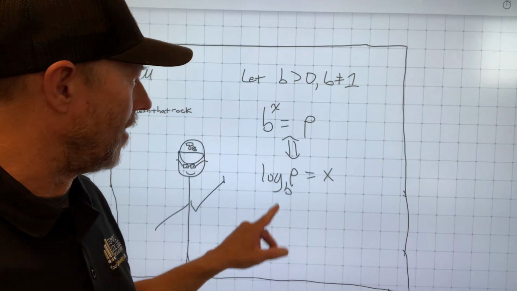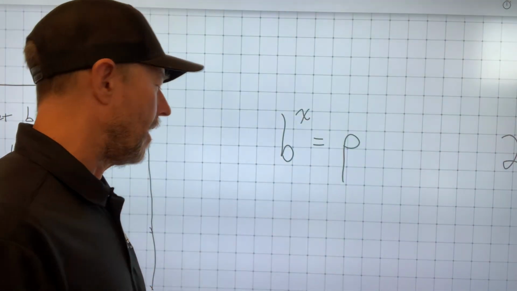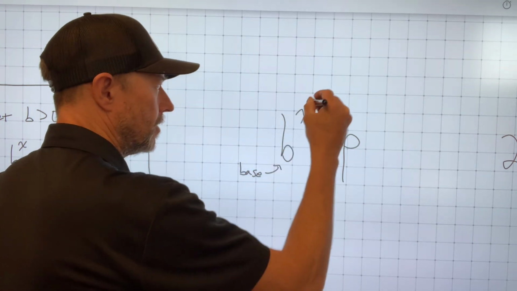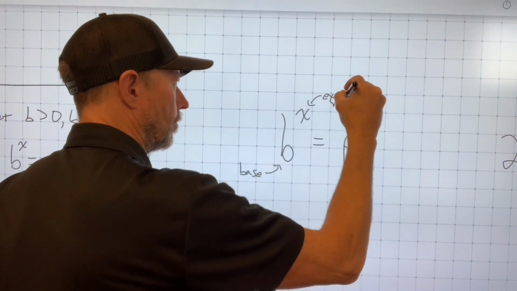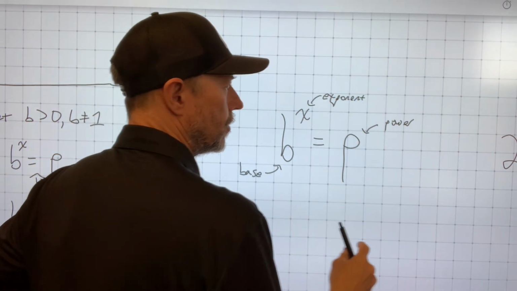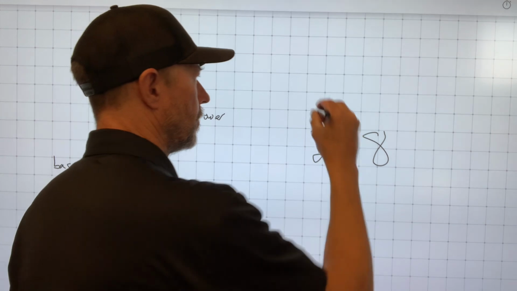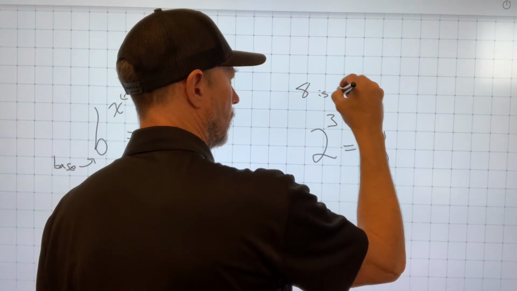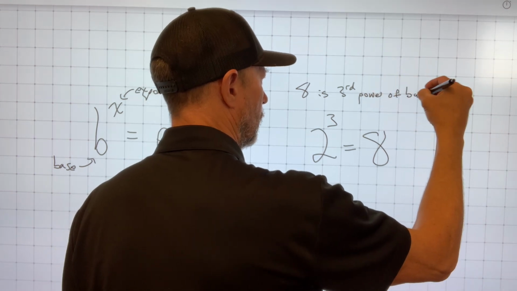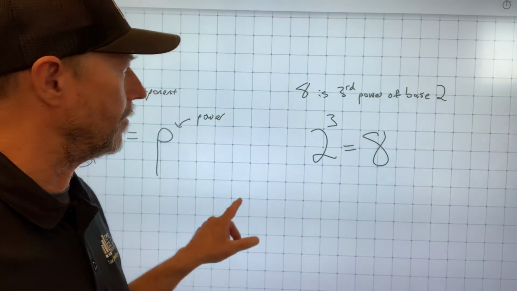So I have the definition here, but I'll move over here and write it again and talk about it. So we have an exponential expression here. We call this number the base. This number is the exponent. And then we call this number the power. So for example, 8 is the third power of 2. Okay, and we've been doing some exponents in the last few lessons, so you're kind of familiar with that.